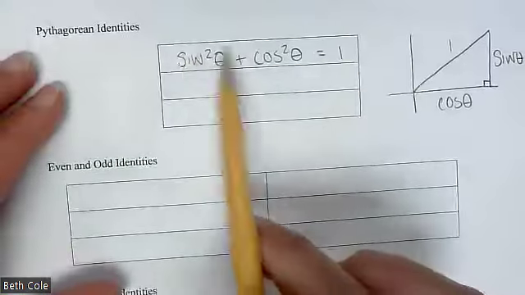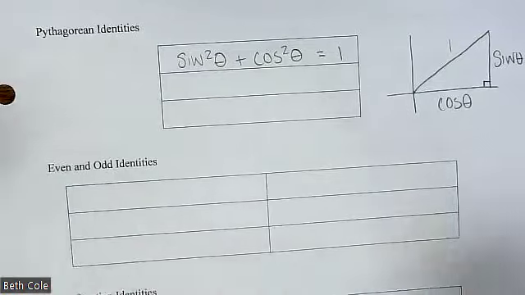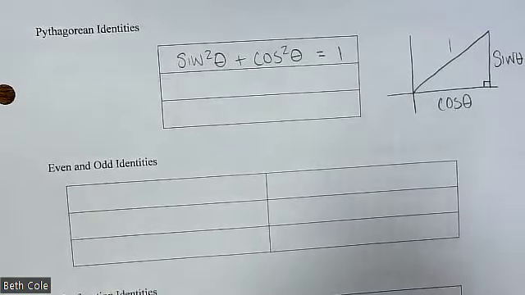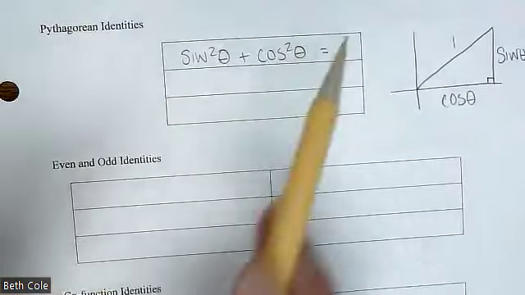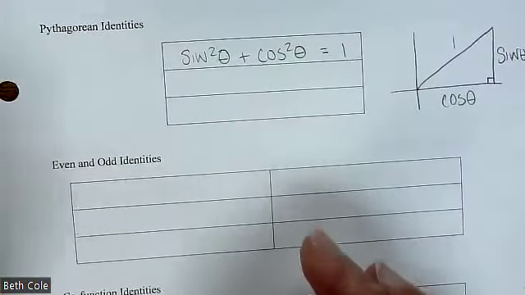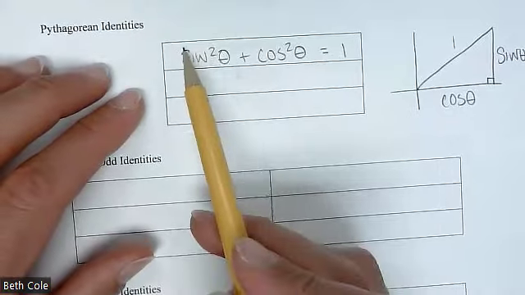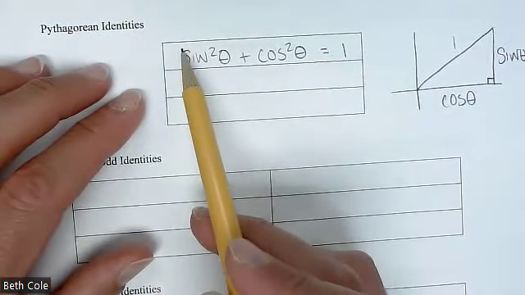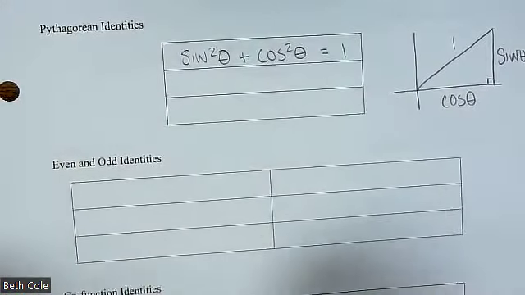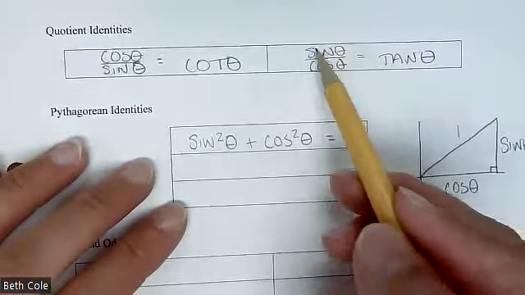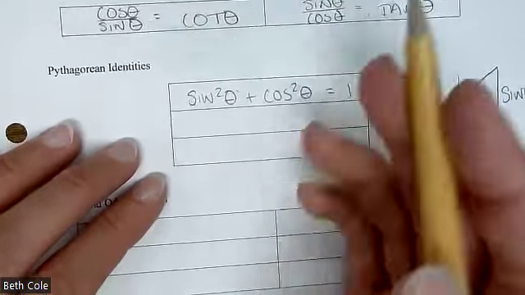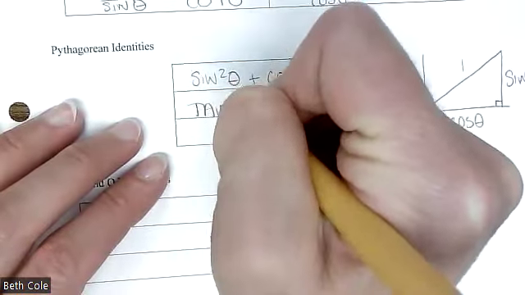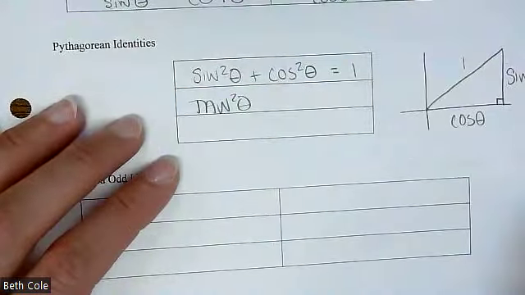I just memorize this first one, and then I use it to get the other ones. So the first thing that I would do is go through and divide all three of these by cosine squared. If you take sine squared and divide it by cosine squared, what did we just say sine over cosine is? Tangent. So if you have sine squared over cosine squared, you get tangent squared.